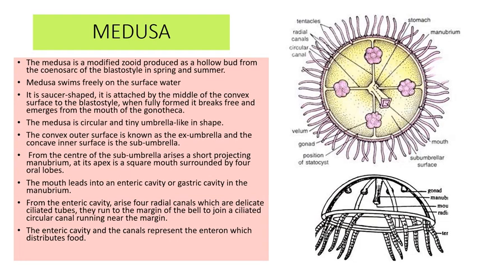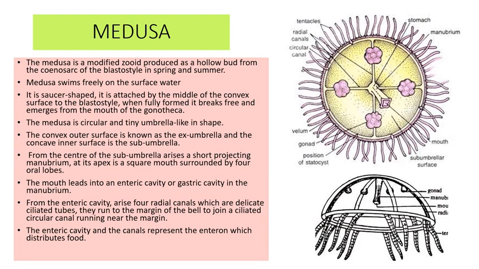The convex outer surface is known as the exumbrella and the concave inner surface is known as the subumbrella. From the center of the subumbrella arises a short projecting manubrium, at its end is the mouth surrounded by 4 oral lobes. The mouth leads into the enteric cavity or gastric cavity in the manubrium. From the enteric cavity arise 4 radial canals which are delicate ciliated tubes. They run to the margin of the bell to join a ciliated circular canal running near the margin. The enteric cavity and the canals represent the enteron which distributes the food.